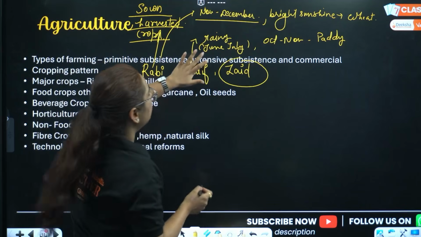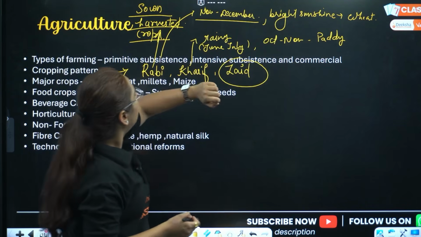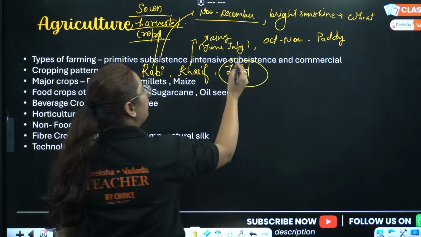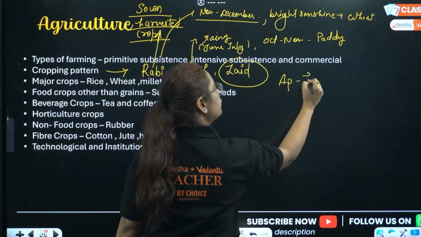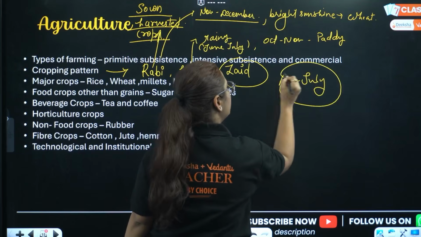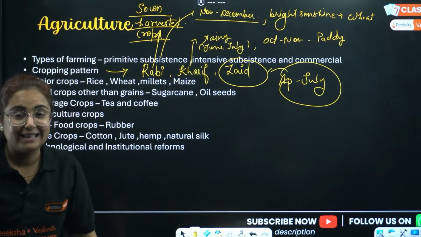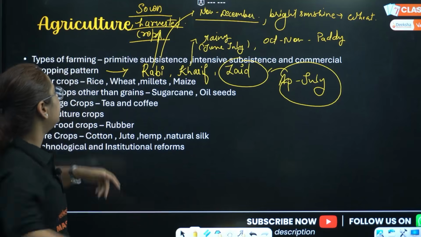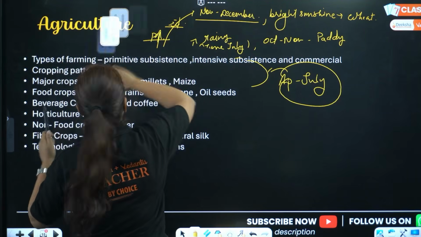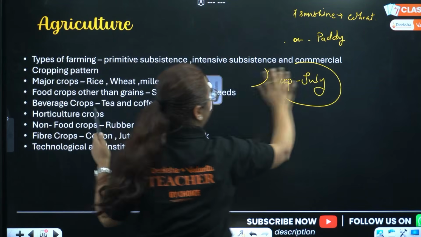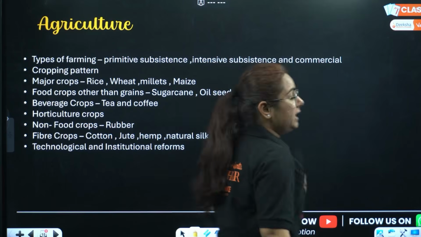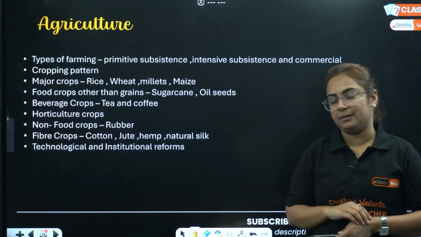Like June, and here harvest, bright sunshine means March and April. So between April to July, what is grown? Zaid crops, cucumber, we eat during this time, right? So here are the cropping patterns of India. India being a monsoonal type of climate country, has 3 cropping patterns.